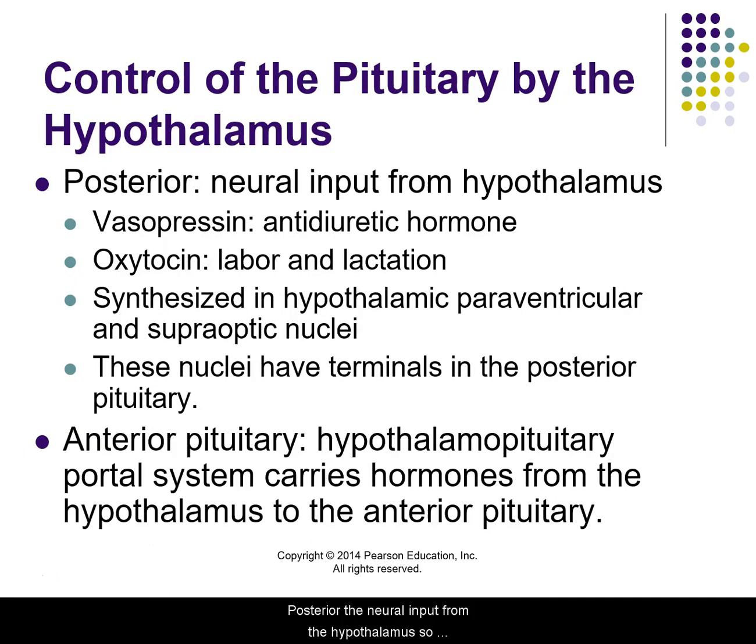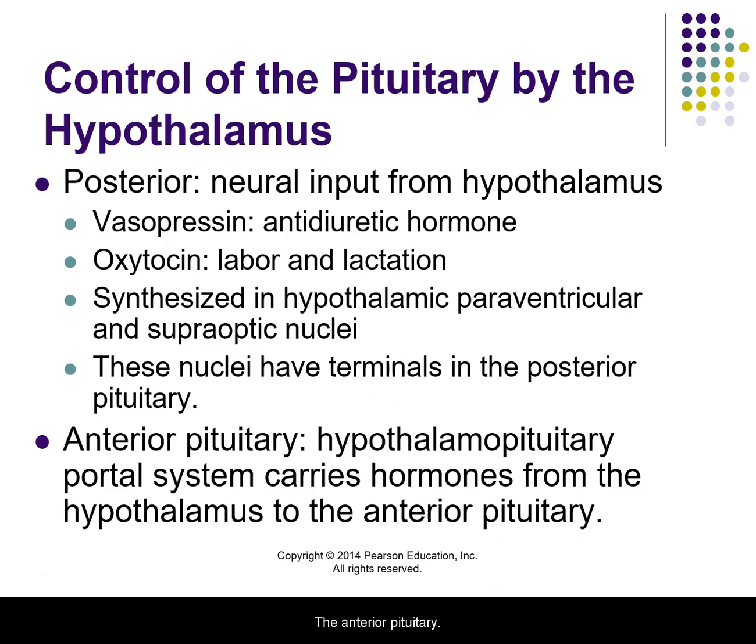Okay. Posterior, the neural input from the hypothalamus. So you have vasopressin, you have oxytocin, synthesized in the hypothalamic paraventricular and supraoptic nuclei. Those are both hypothalamus. These nuclei have terminals in the posterior pituitary. Okay, so the posterior pituitary has that direct control, or you could say neural control, from the hypothalamus.